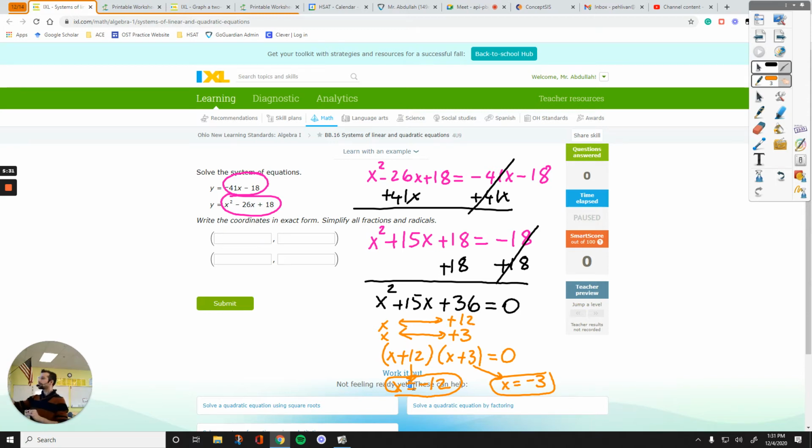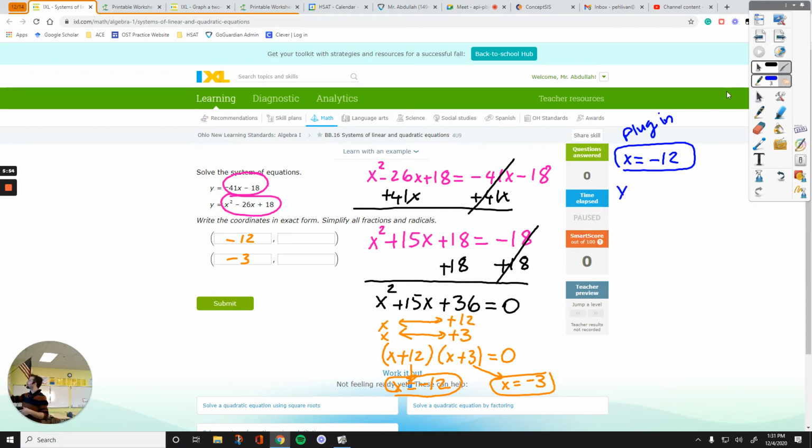So the first x is -12, right? And then the second one is -3. Now I need the y values of those. So let's just say x equals -12. Let's plug this in and then find the value of y. The first equation looks simpler to me.